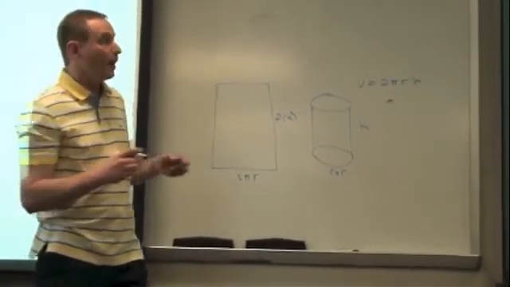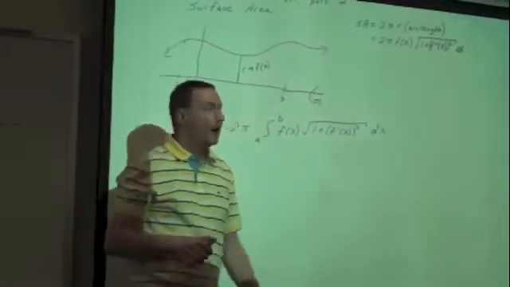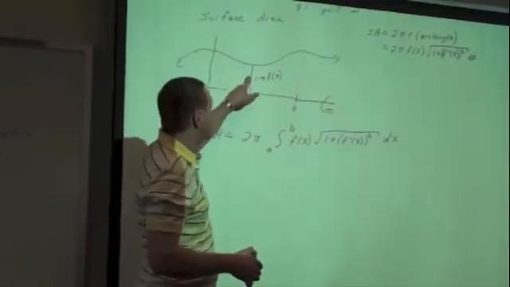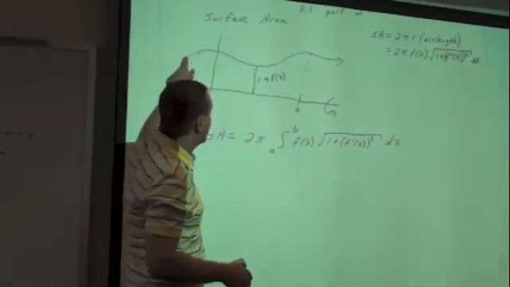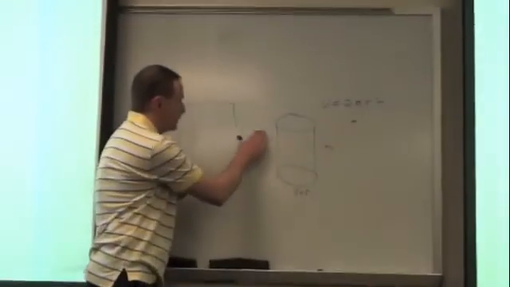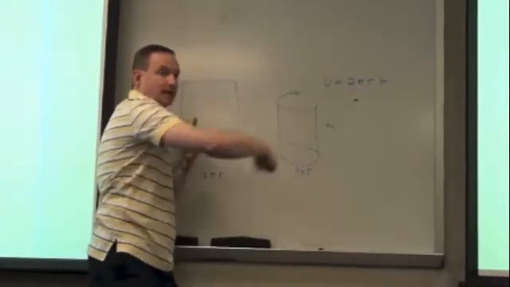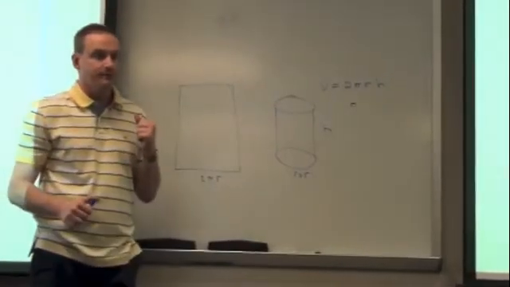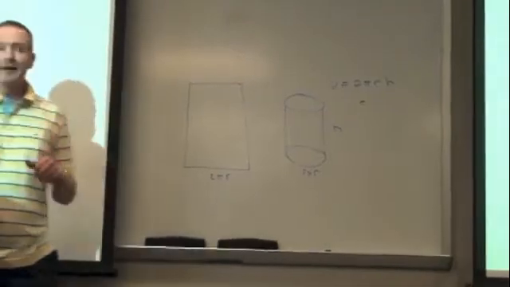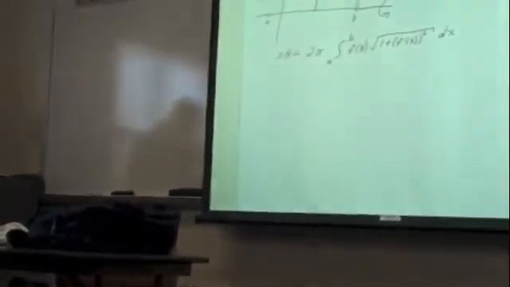And then the r is going to be the function here, the f of x. And then our arc length, and I mislabeled this here, the h is going to be the arc length of the function, if you think about it, rotated about the x-axis. Don't overcomplicate it. It's not bad.